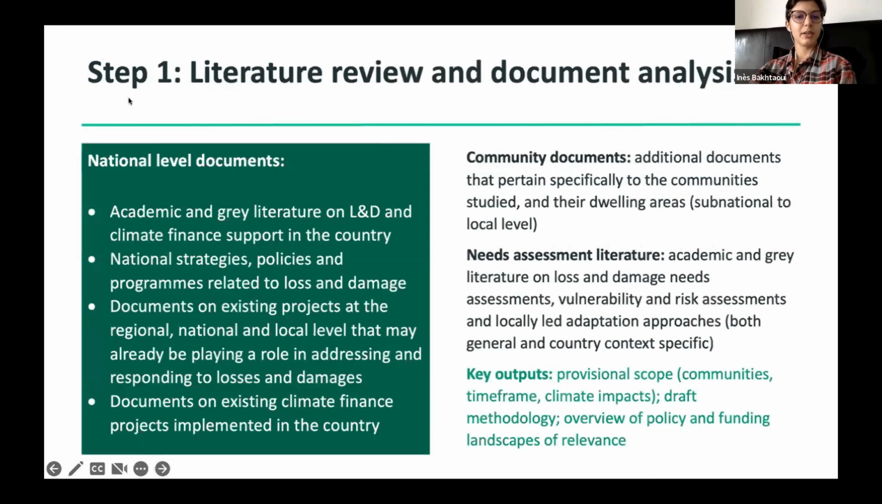So I mentioned the literature review. There are two different types of documents that we consider. The first one is about understanding the context within the country in which we're working in terms of climate change, in terms of existing strategies to mitigate, adapt, and address climate change, and about projects and plans that exist to fund activities related to that. So that's about understanding the context and identifying communities that we want to work with. And the second part is literature on needs assessment methodologies to understand what needs to happen, what methodologies we can develop.